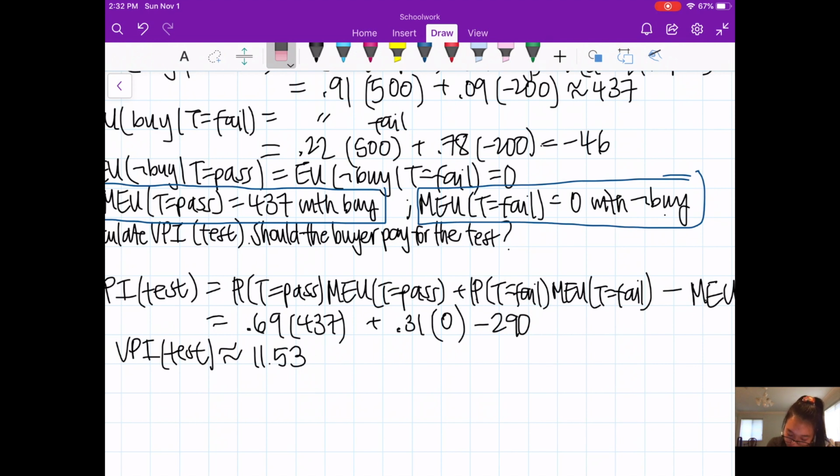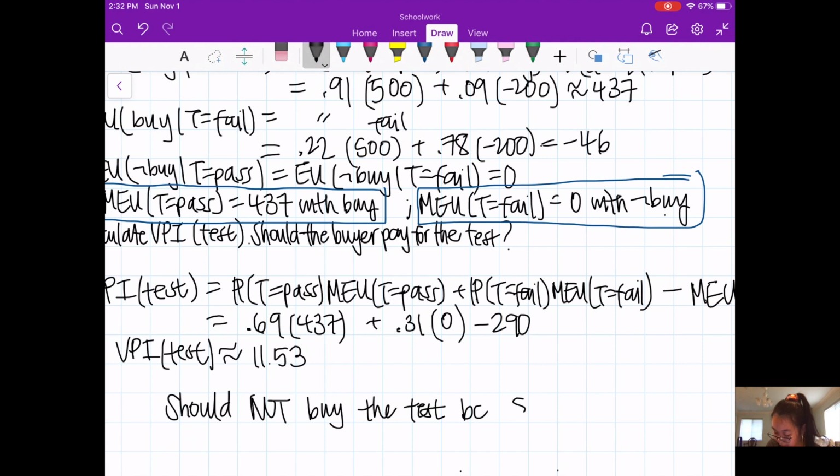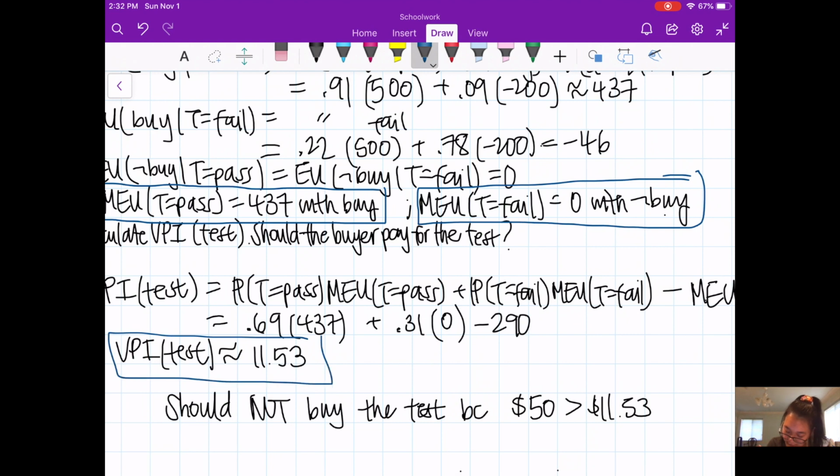So that means that we should not buy the test, because the test is $50, but getting this new information from the test only helped us for $11.53, so it is not worth spending this extra $50. It's only because 50 is greater than 11.53. And yeah, so that's our solution. This is the VPI of the test, and we should not buy the test. And then yeah, that wraps up this worksheet.